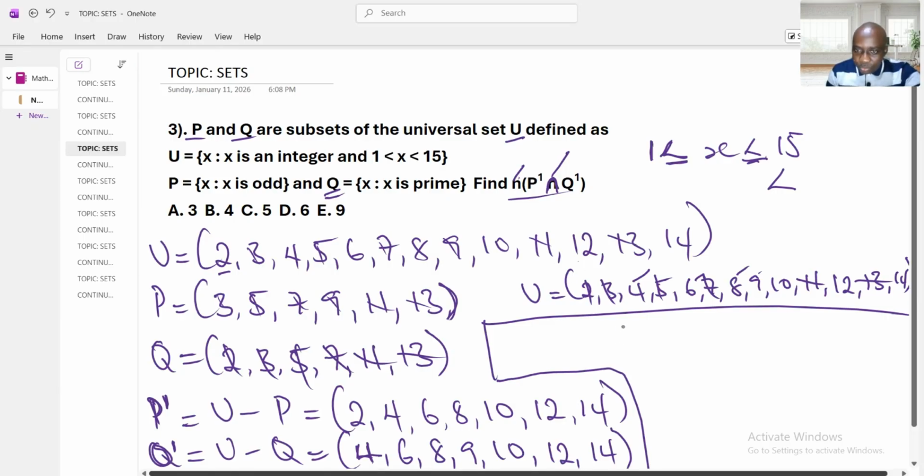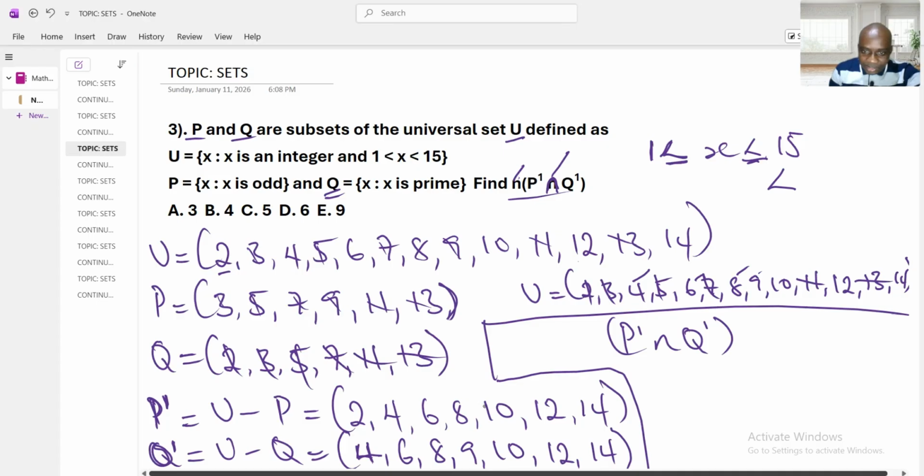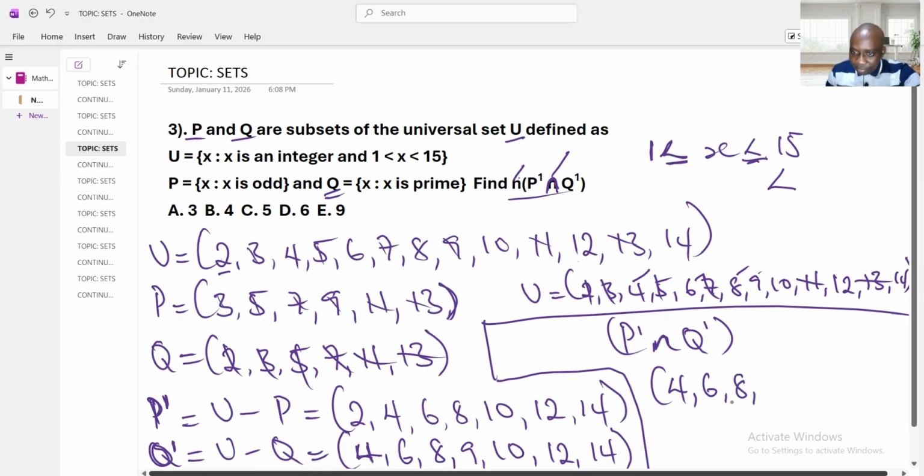Now we have P raised to power 1 intersection Q raised to power 1, because P1 represents this one and this is Q1. What is their common now? 2 is here but 2 is not here. 4 is here, and 4 is here, isn't it? 5 is not there. 6 is here, 6 is here. They are common. 8 is common. 9 is here in Q, but 9 is not in set P. Therefore, the next one, 10. 10 is here, 12 is there, and 14 is there, the common. Therefore, we have 4, 6, 8, 10, 12, 14.